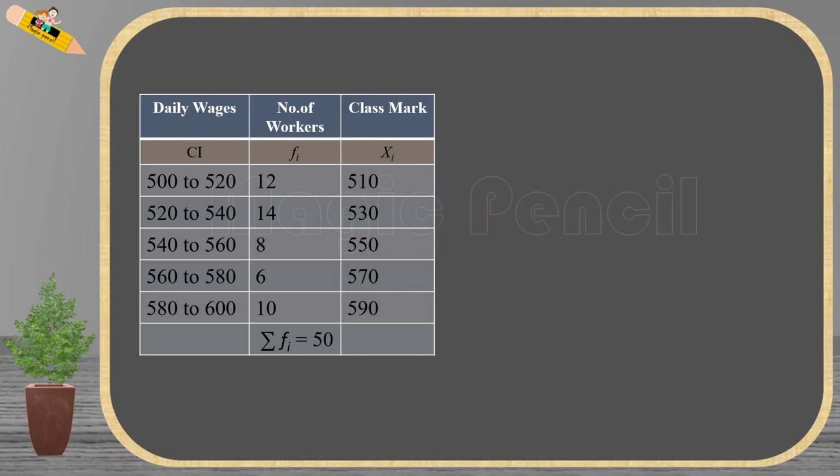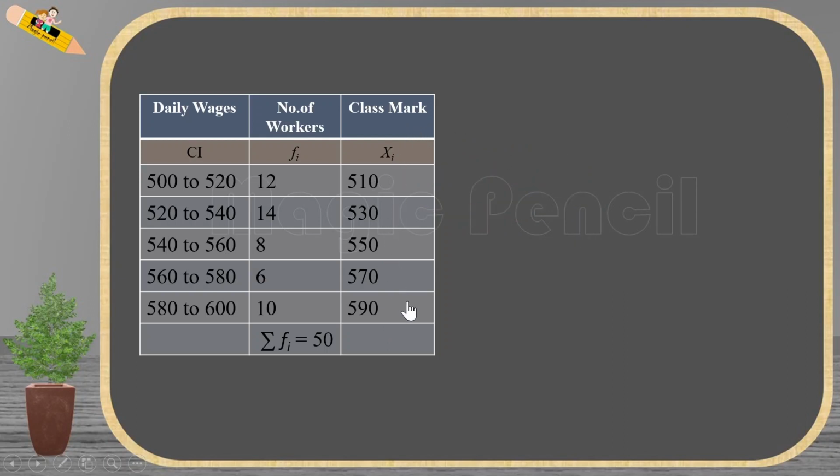See, first class interval 500 and 520. So 500 plus 520 by 2, if you calculate, you will get 510. So this 510 we have written here as a class mark. Second class interval, 520 and upper limit is 540. So 520 plus 540 by 2 you will get 530, and this 530 we have written here as a class mark. Like that, for every class interval we need to write class marks.